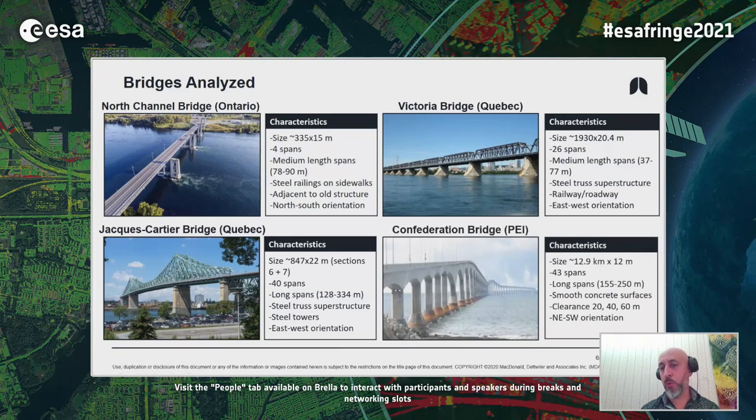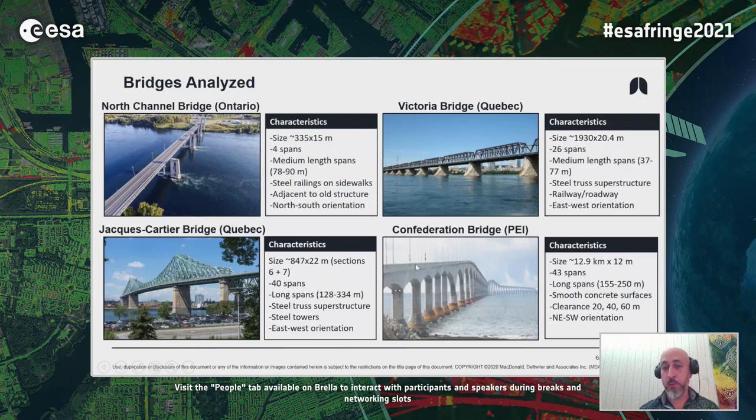And finally, we also look into the Confederation Bridge. This is a pretty large bridge. It's almost 13 kilometers in length, but it's very narrow in width. You can see it's 12 meters. It's just a two-lane bridge. It consists of 43 spans, long spans.